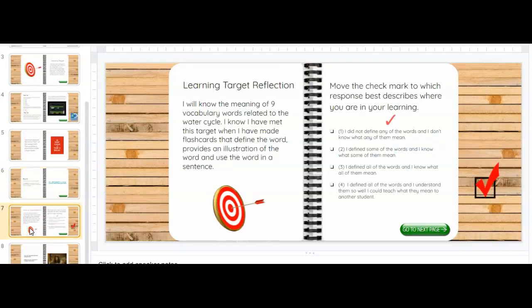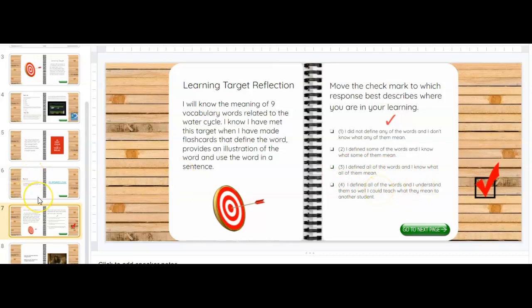Then we are going to go to your learning target reflection. Move this check mark to where you are. A 1 is, I did not define any of the words, and I don't know what any of them mean. A 2 is, I defined some of the words, and I know what some of them mean. A 3 would be, I defined all the words, I know what all of them mean. And a 4 would be, I defined all the words, and I understand them so well I could teach them to someone else.